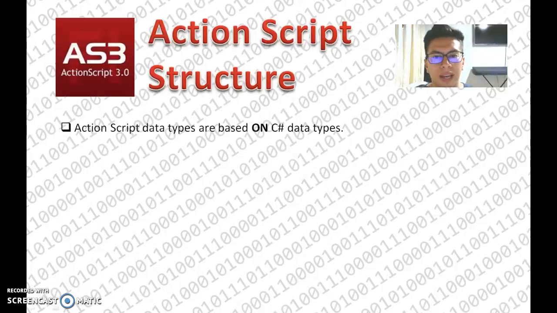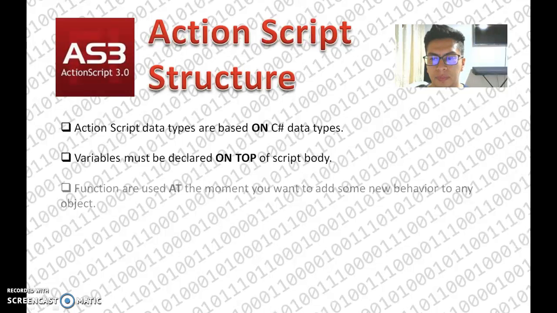ActionScript data types are based on C# data types. Variables must be declared on top of the script body. Functions are used at the moment you want to add some new behavior to any object.